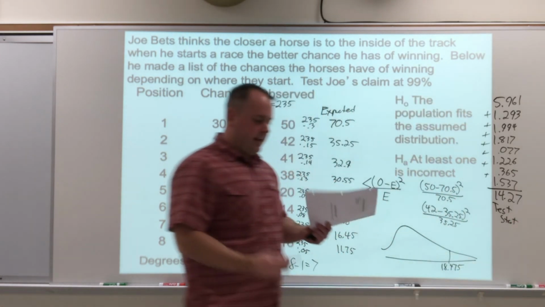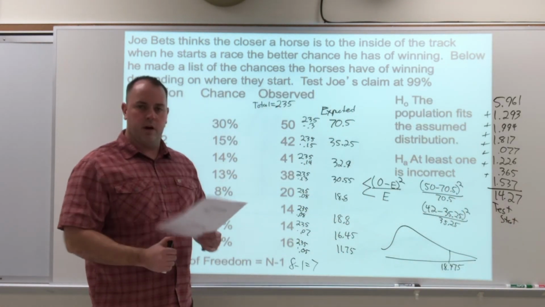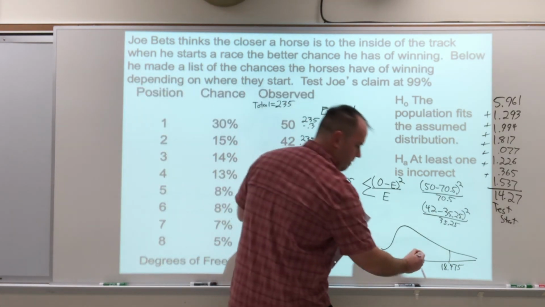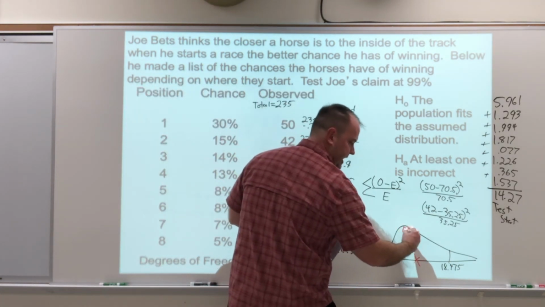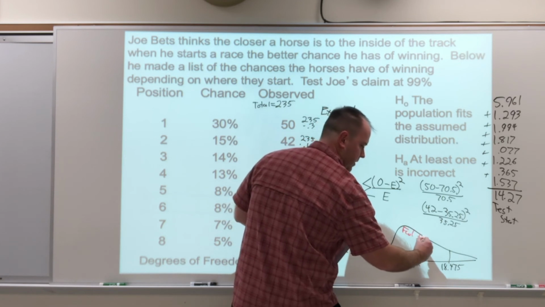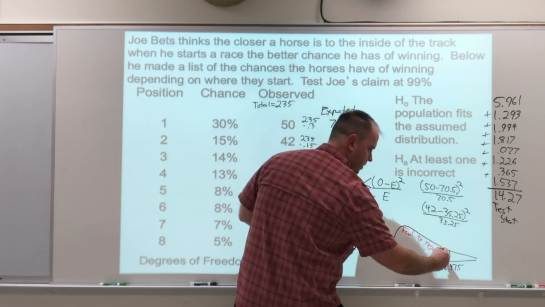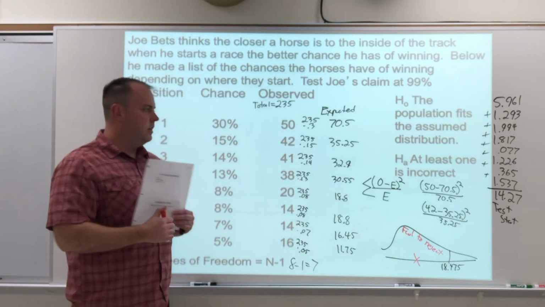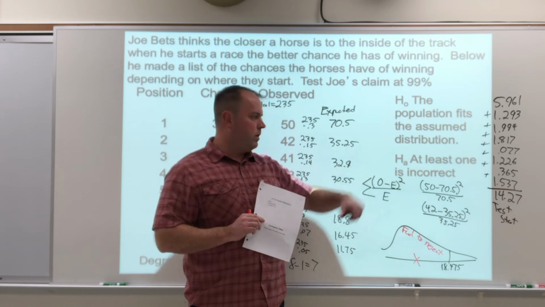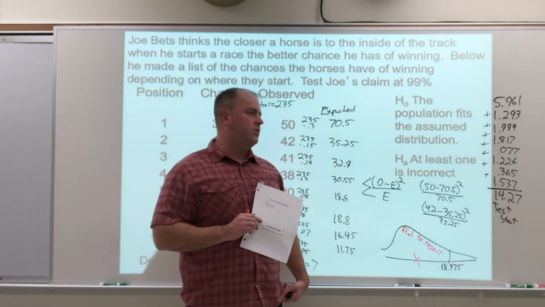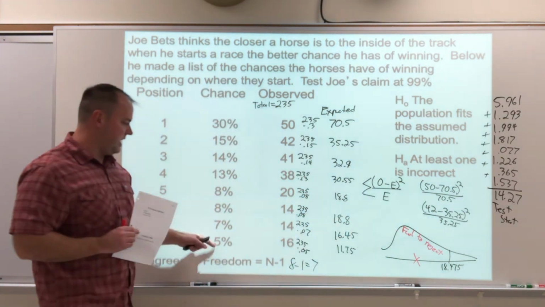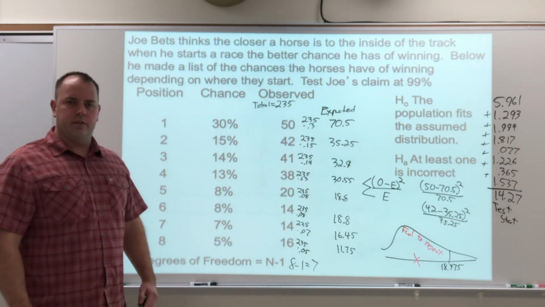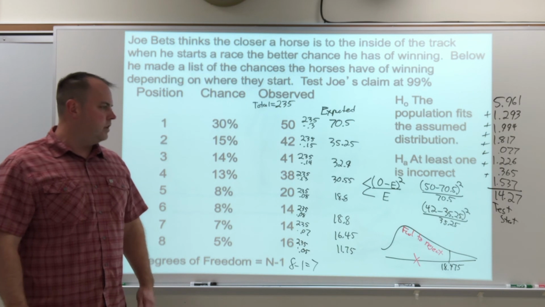Label that as test stat. And just like before, we're going to look and see where it falls on the curve. This time, it's going to land somewhere on this side, which is our fail to reject. So we fail to reject the null. There's no evidence that at least one of them is incorrect. There's no evidence to say that any of his predictions, his percentages, are wrong. So we're just going to go with that. And maybe Joe has something going here and he's going to win more than he loses.